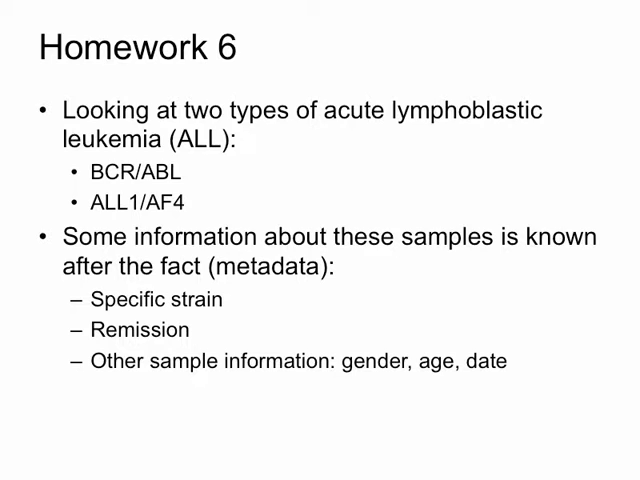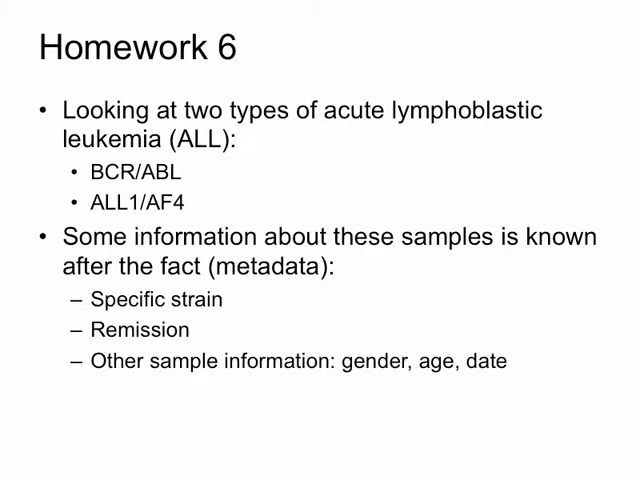This whole homework revolves around one type of cancer called acute lymphoblastic leukemia, or ALL. The ALL doesn't mean we're working on all types of cancers, it's only this type of cancer. There's 2 subtypes that we downloaded for this experiment. There's the BCR/ABL, which the ABL is another way of saying ALL. And then there's the ALL1 and AF4. So yeah, there's 2 subtypes.